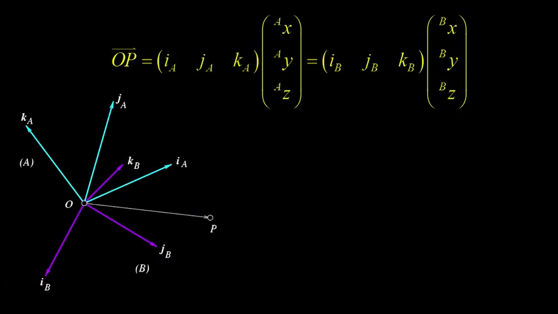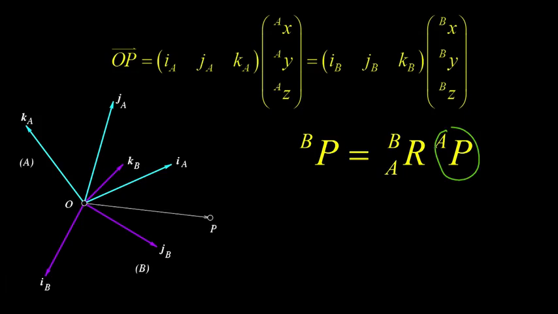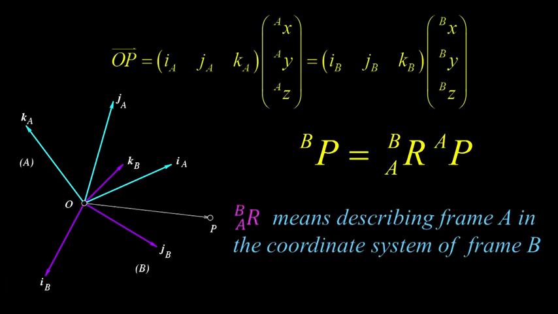What we want to be able to do is say we're going to rotate the frame from A to B. And that's what this says. Given my point described in A, I'm going to have a rotation operator that will give me the P now expressed in the B frame. And R A to B means describing frame A in the coordinate system of B.